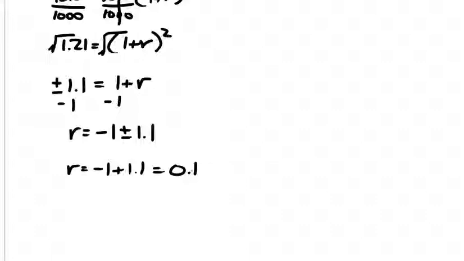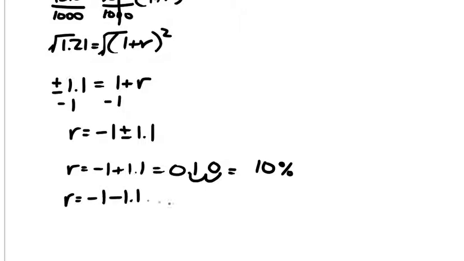And then I'm going to have to enter my answer here as a percentage. So converting decimals to percents, you move the decimal point 2 places. So this is 10%. Or multiply by 100. If I do the negative, negative 1 minus 1.1, that's negative 2.1, which would give me an answer of negative 210%.